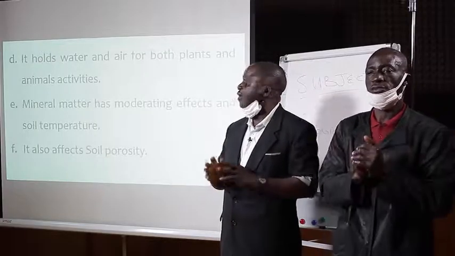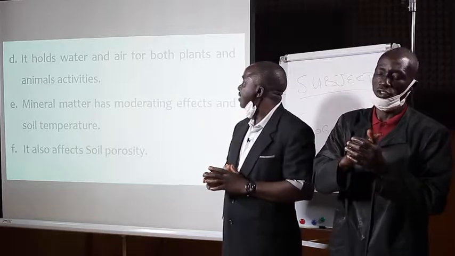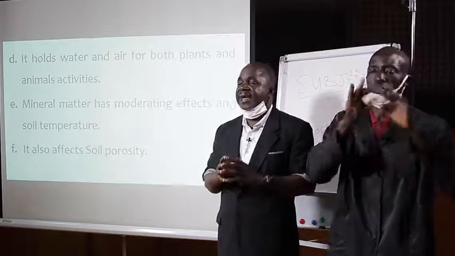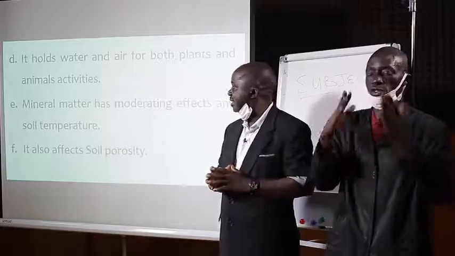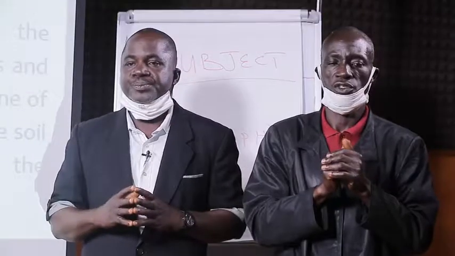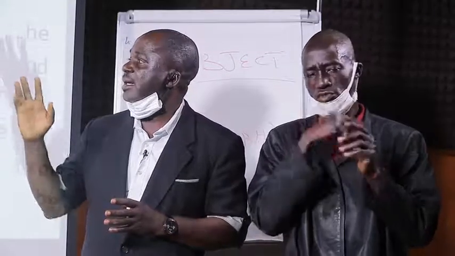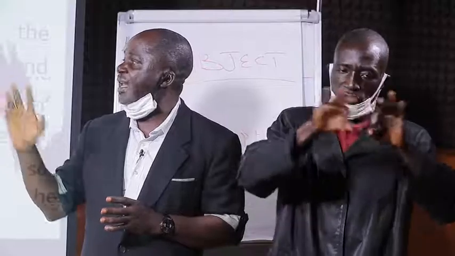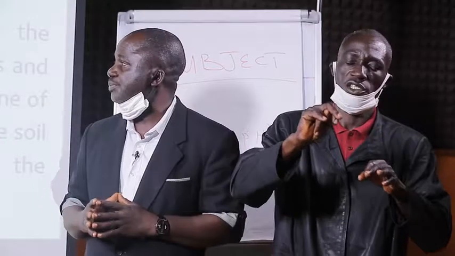D, it holds water and air for both plants and animals' activities. E, minerals matter has moderating effects on soil temperature. F, it also affects soil porosity. 2, we want to look at the importance of organic matter on agriculture.